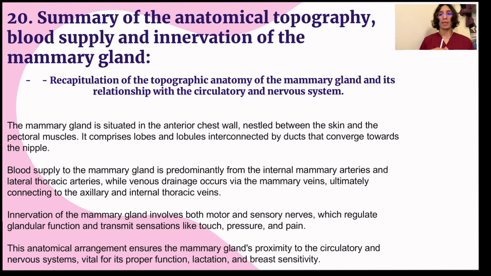Blood supply to the mammary gland is predominantly from the internal mammary arteries and lateral thoracic arteries, while venous drainage occurs via the mammary veins, ultimately connecting to the axillary and internal thoracic veins. Innervation of the mammary gland involves both motor and sensory nerves, which regulate glandular function and transmit sensations like touch, pressure, and pain. This anatomical arrangement ensures the mammary gland's proximity to the circulatory and nervous system, vital for its proper function, lactation, and breast sensitivity.